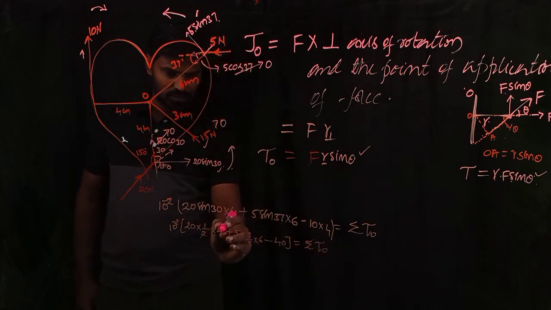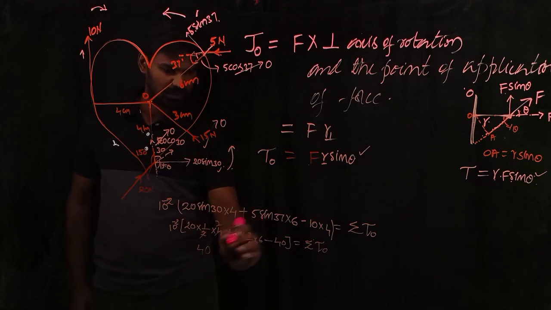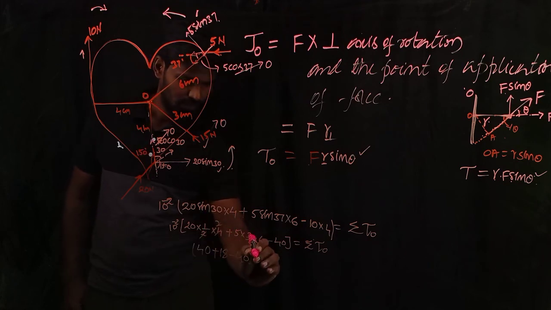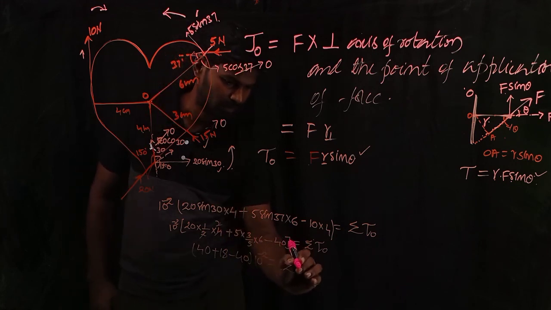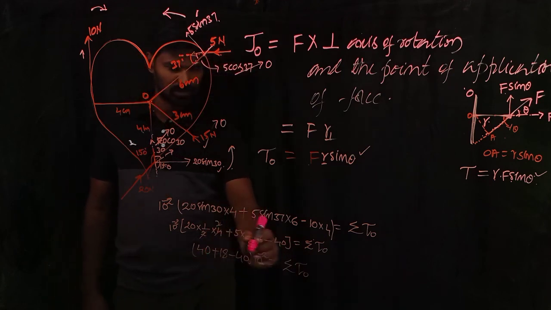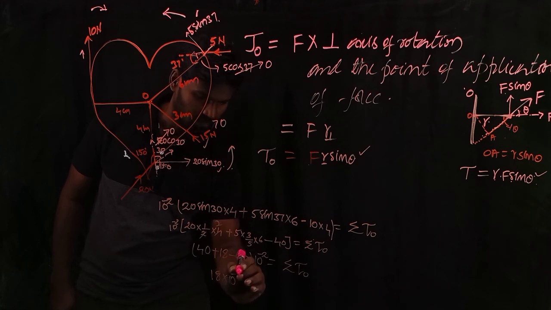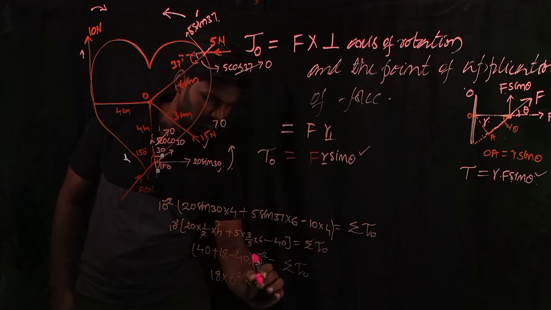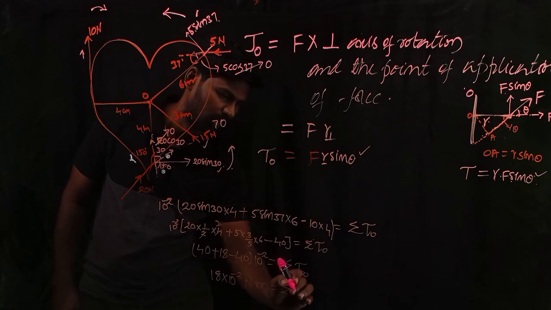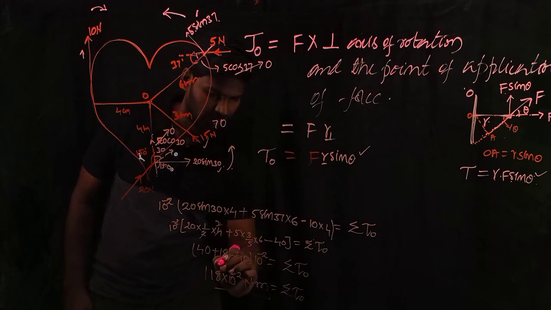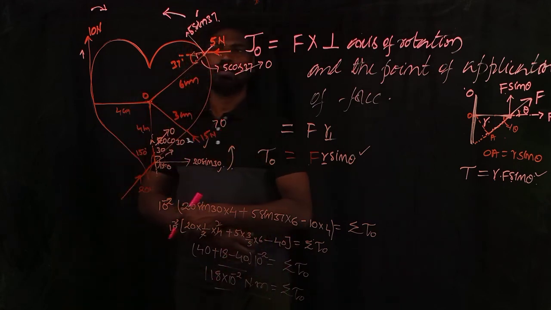So 2 ones are 2, 2 twos are 4, 20 into 2 is 40. Next, 5 gets cancelled. 6 threes are 18, minus 40, into 10 to the power minus 2 is equal to the resultant torque acting on the body. So this minus 40 and plus 40 get cancelled. 18 into 10 to the power of minus 2 Newton meter. This is the total torque acting on the body. This is how we can calculate the torque acting on an object when more than one force is acting on it.